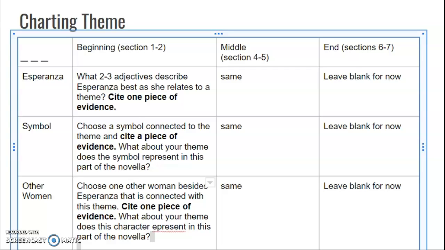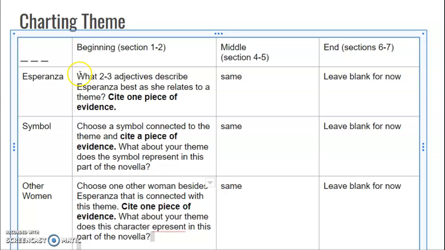Okay, now that you're set up, I'd like you to set up a chart. The chart needs a beginning, middle, and end section, and then it needs an Esperanza symbol and other women row. What you'll do is you're going to chart for the prompts in each part of the book.